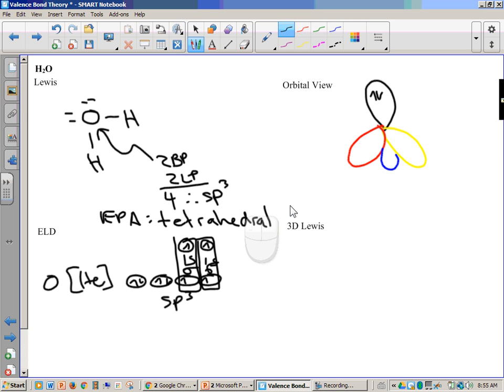Let's put another lone pair. It doesn't matter. Let's put it over here, and then I'm going to put a loop in here. There's 1 there, and there's 1 there. All right.